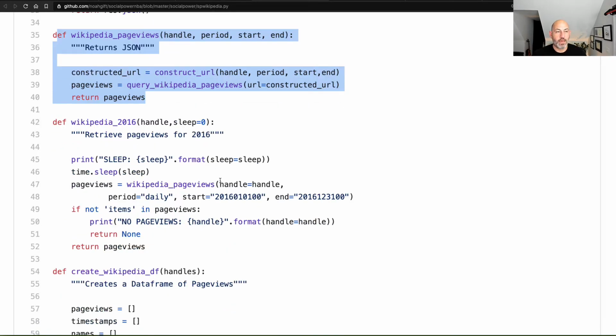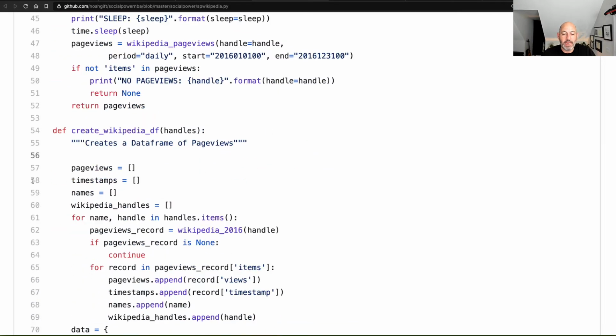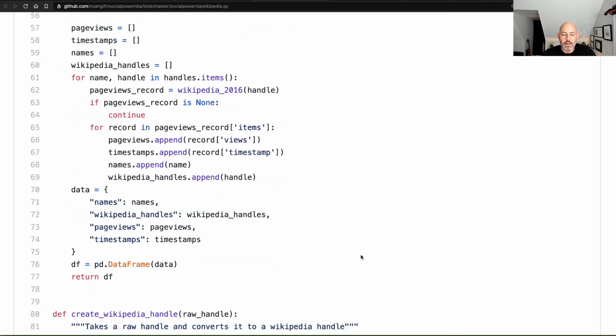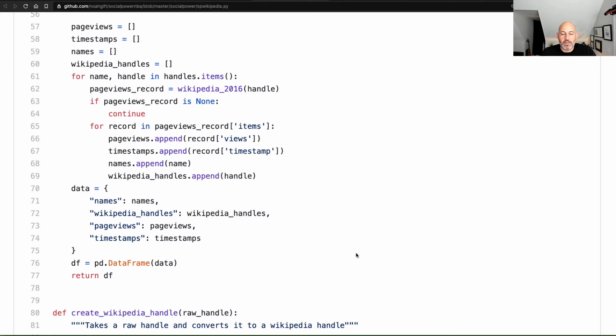Now, one thing that I also had to do was add a little bit of a sleep inside. Because in general, you want to be careful about calling against an API in that if you do it too quickly, sometimes they'll ban you. So I wanted to not hammer Wikipedia with too many requests. And then I create a data frame of the page views here. And that's it. That's really the collection process.